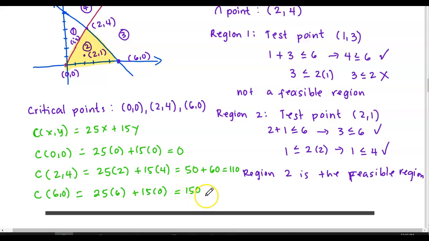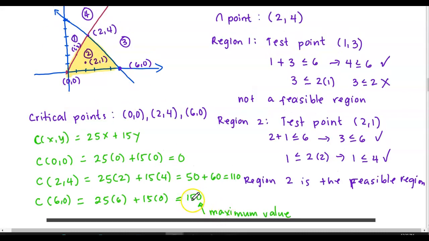Therefore, the highest value here is 150. So this one, the point (6, 0), gives us the maximum value. So this is the maximum value. And this maximum value here is achieved at the point (6, 0).